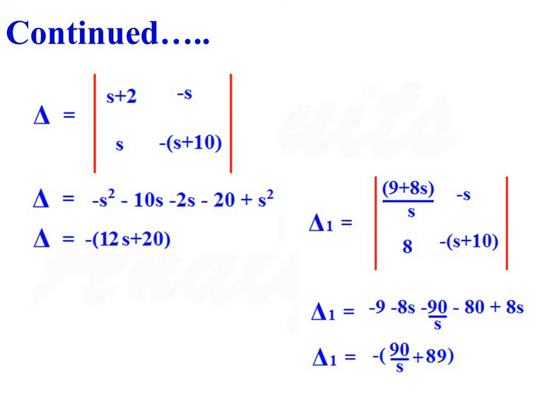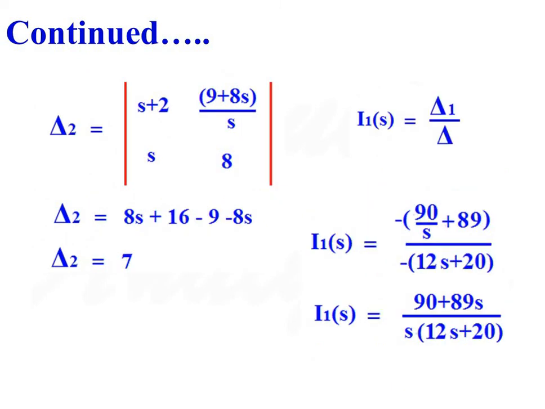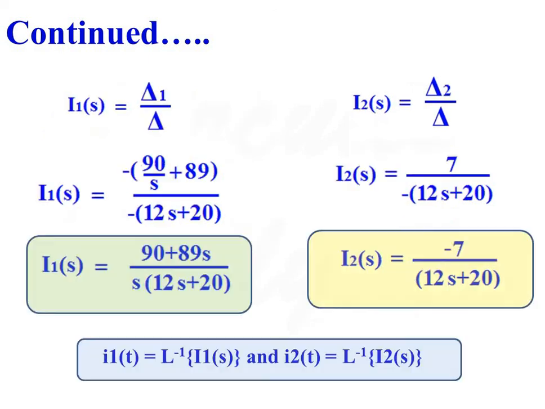Delta is equal to minus of 12S plus 20. Delta 1 is equal to minus of 90 by S plus 89. And delta 2 is equal to 7. Therefore, we will get I1 of S is equal to 90 plus 89S the whole divided by S into 12S plus 20. I2 of S is equal to minus 7 divided by 12S plus 20.